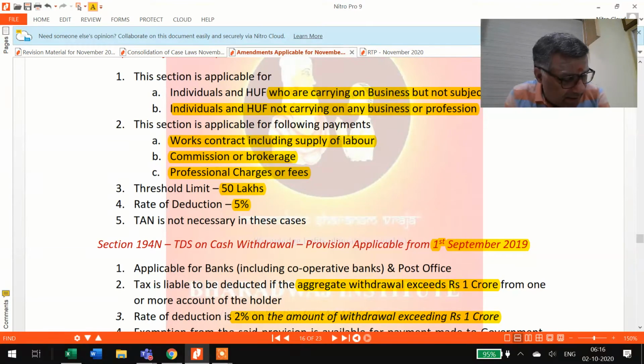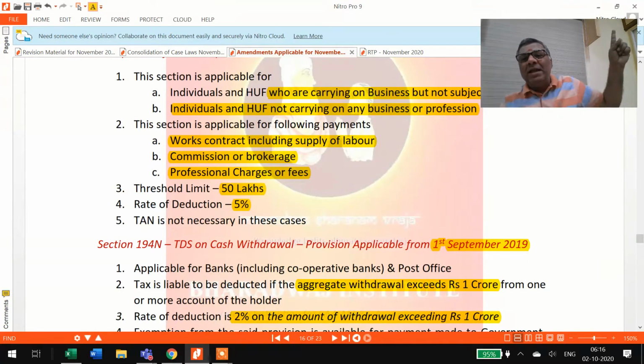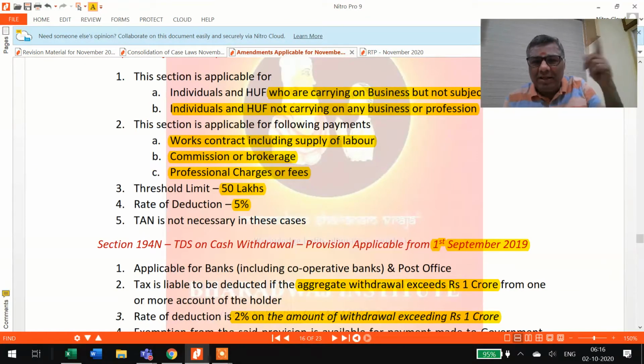Sir, in class we had written that 194 N is not applicable for white label ATM provided they maintain a separate bank account. Does that still hold? Yes, that refers to ATM operators. It's an exemption. An ATM consists of three people: one who is operating the ATM, two who is bringing the money and feeding it into the ATM, three who is withdrawing. All these three people are given various names, and it is together known as an ATM.